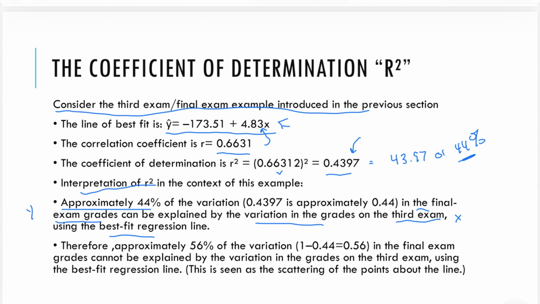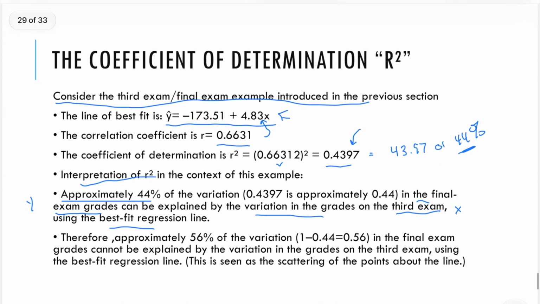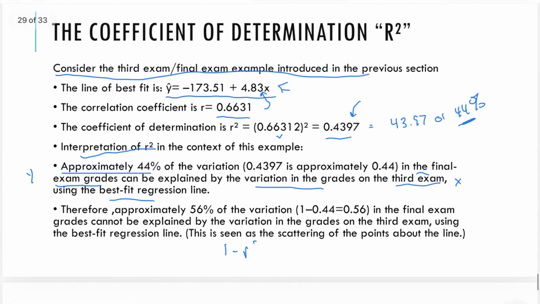You can also twist this, and we can take it as 1 minus R squared. So we have 1 minus 0.44, 56%. We can say that 56% of the variation cannot be explained by the variation of the grades of the third exam. The final exam grades cannot be explained by the variation in the grades of the third exam. So 56% cannot be explained by the variation.